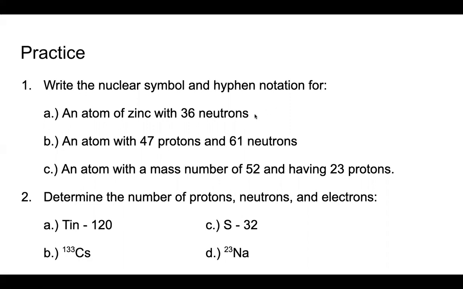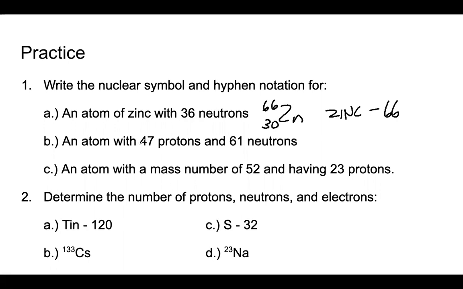So here we have an atom of zinc with 36 neutrons. So our nuclear symbol, zinc, is Zn. Zinc on the periodic table is element 30. 36 neutrons plus 30 protons means our mass number is 66. Or for our hyphen notation, we could write zinc-66. It's always the mass number that goes here in the hyphen notation.